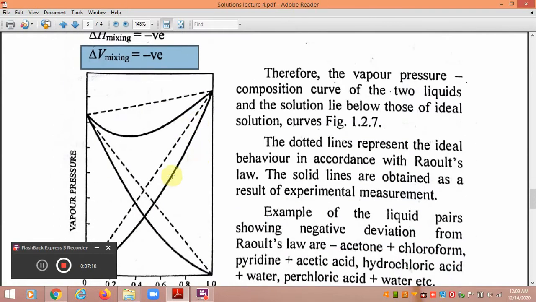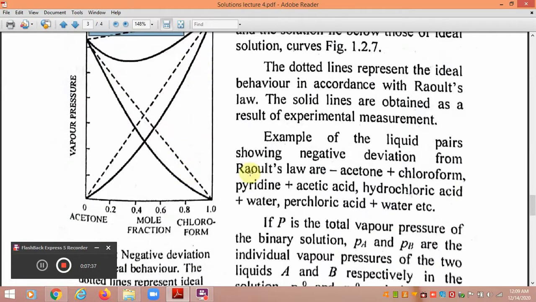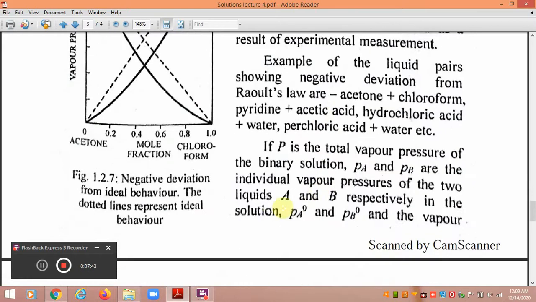And therefore the vapor pressure composition curve of the two liquids and that of the solution lie below that of the ideal solution. So these are the lines indicating the ideal solution, and these are for the non-ideal solution. These are again some examples of solutions which show negative deviation from Raoult's law.